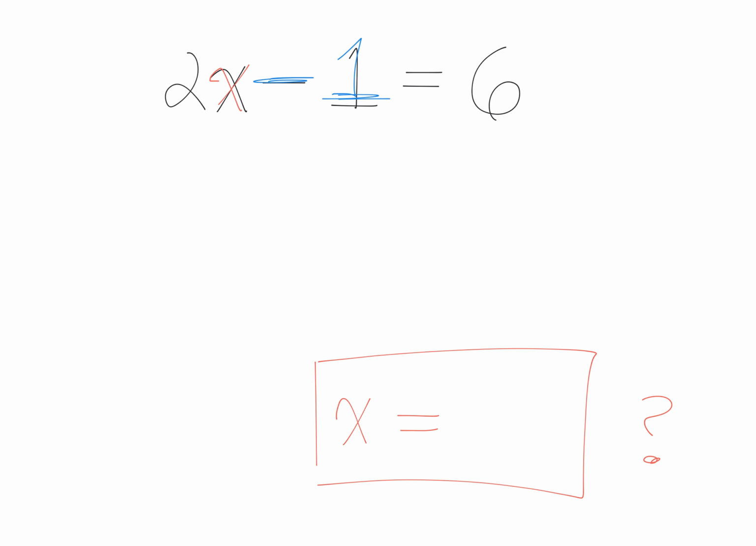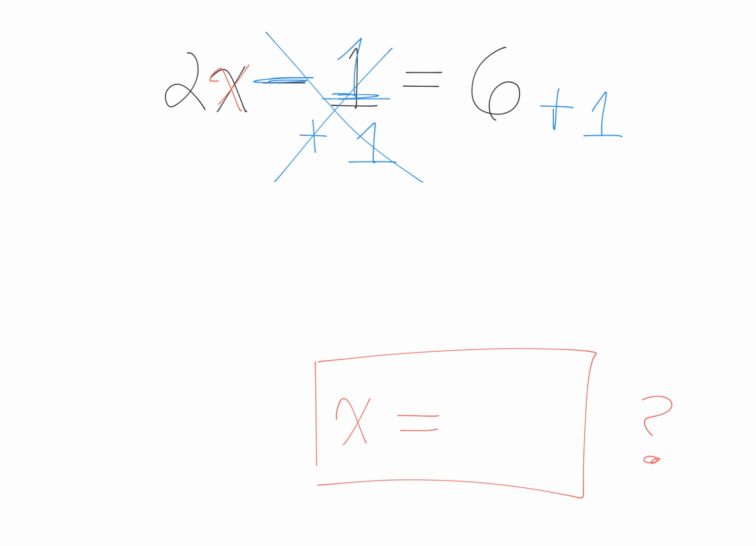What's the opposite of take away 1? Add 1. What's negative 1 plus 1? 0. We're getting rid of it. Whenever you do the opposite operation, you are canceling it out. You're getting rid of it. So if I'm adding 1 to the left side, what do I have to do on the right side? We have to add 1.